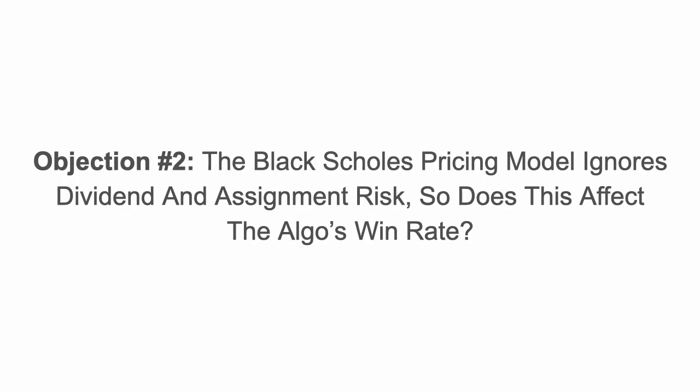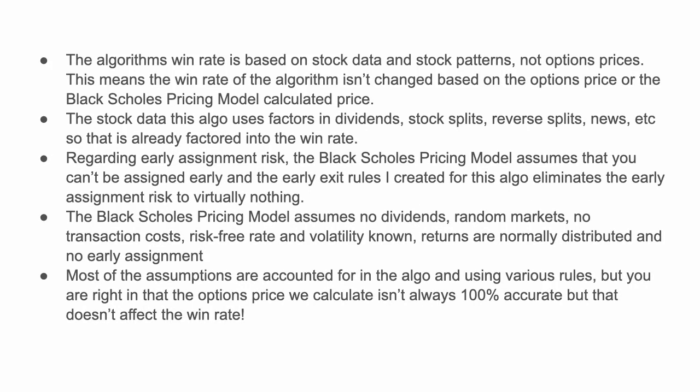Objection number 2, the Black-Scholes pricing model ignores dividend and assignment risk. So does this affect the algo's win rate? This is a great question. The algo's win rate, once again, is based on stock data and stock patterns, not option prices. The win rate is, will the stock stay above this level or below this level by a certain date? You don't need options data to determine the win rate of that. Since all that is based on stock historical data, which I have accurately from reliable stock providers, there's nothing you need to worry about. The win rate is intact and correct and accurate.